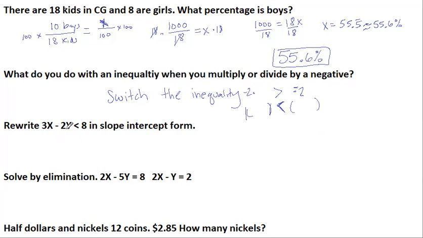Rewrite 3x minus 2y is less than 8 in slope-intercept form. Slope-intercept form is y equals mx plus b. So we want the y all by itself, not with that 2, and we want the x on the other side too. So I'm going to start by moving the 3x over, and I'm just going to subtract 3x on both sides.